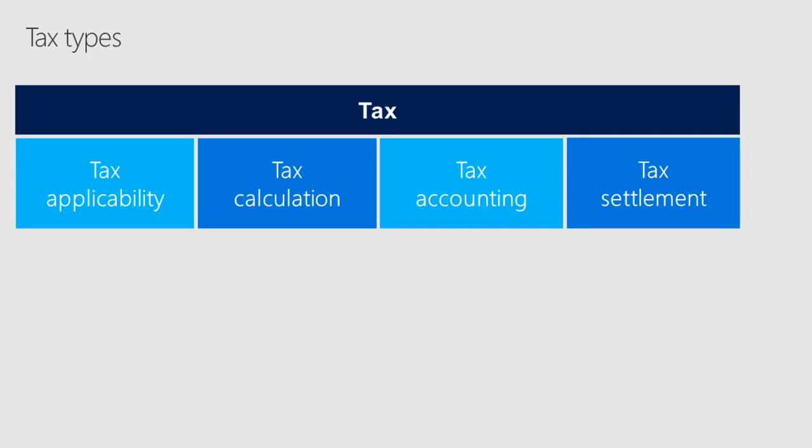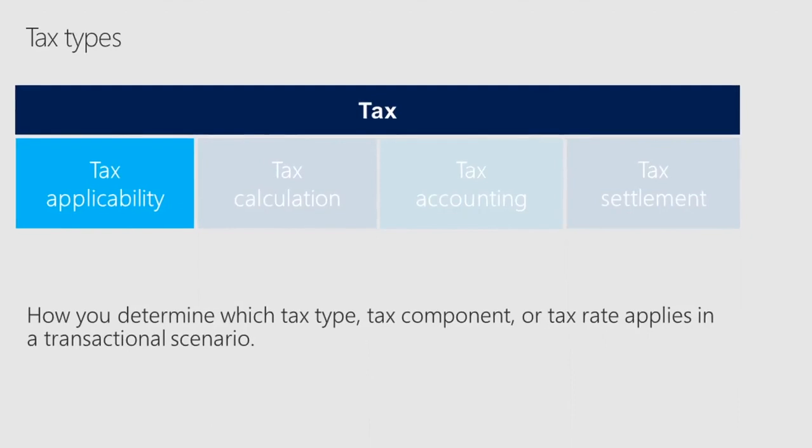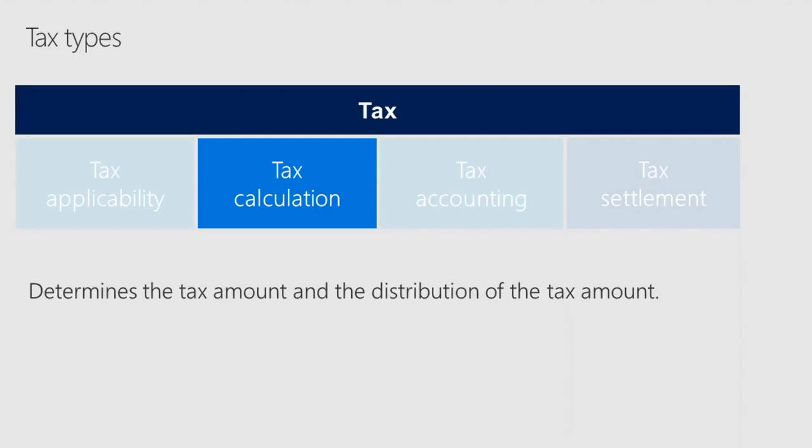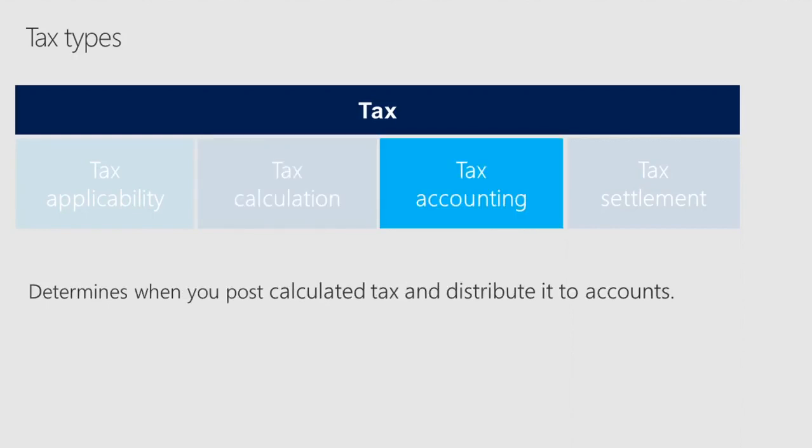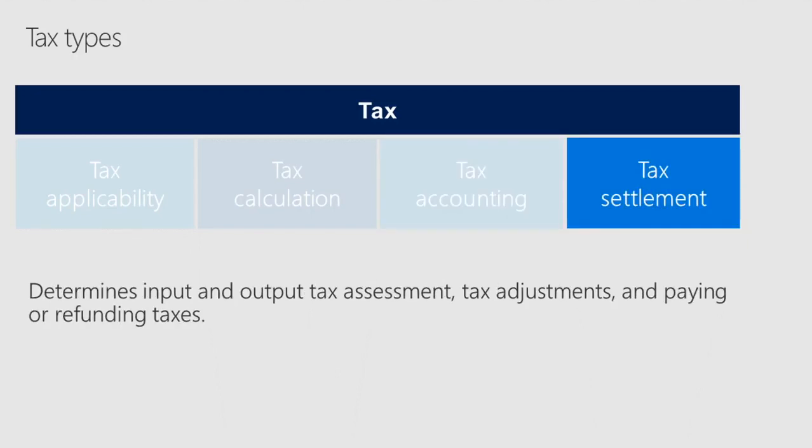The tax engine covers 4 areas of tax: tax applicability, tax calculation, tax accounting, and tax settlement. Tax applicability is how you determine which tax type, tax component, or tax rate applies in a transactional scenario. Tax calculation is used to determine the tax amount and the distribution of the tax amount. Tax accounting is when the calculated tax is posted and distributed to accounts. Tax settlement includes assessing output and input taxes, making tax adjustments, and paying or refunding taxes.